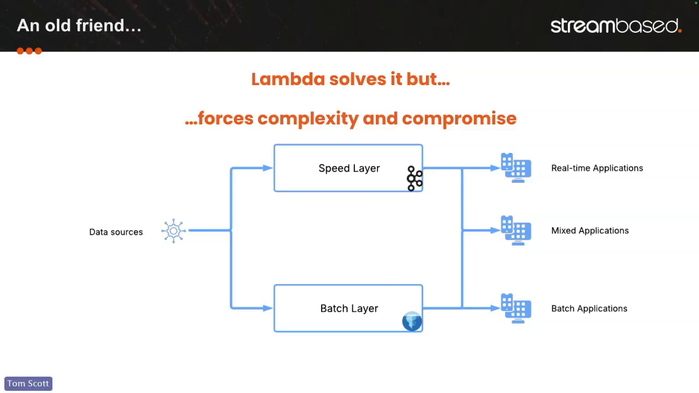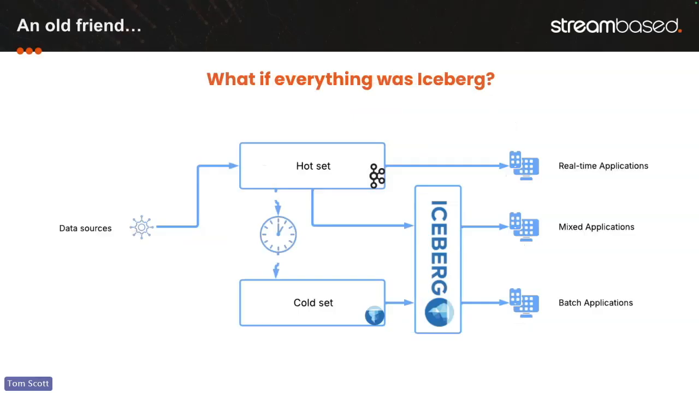Let's go into what-if world. What if it was all Iceberg? Let's just take a trip down that particular rabbit hole. What happens if we had a way of representing our speed layer, our hot set, as Iceberg, and our cold set that was already Iceberg? What does the unification process for your super powerful mixed applications become then? So let's start from speed layer, union, batch layer.